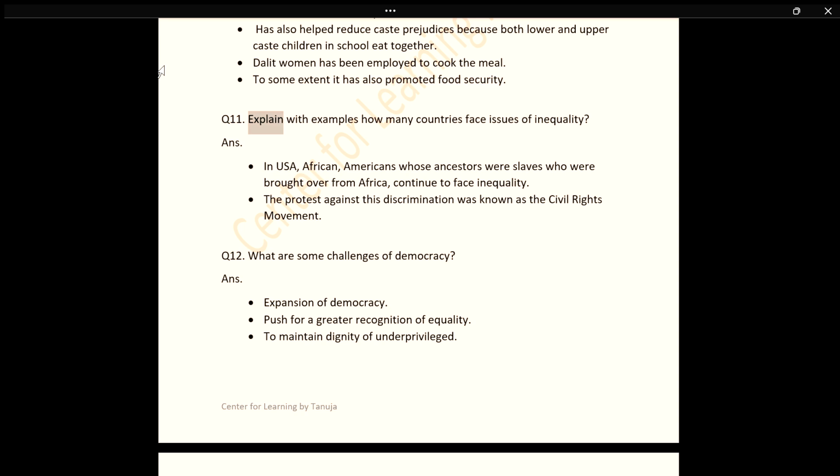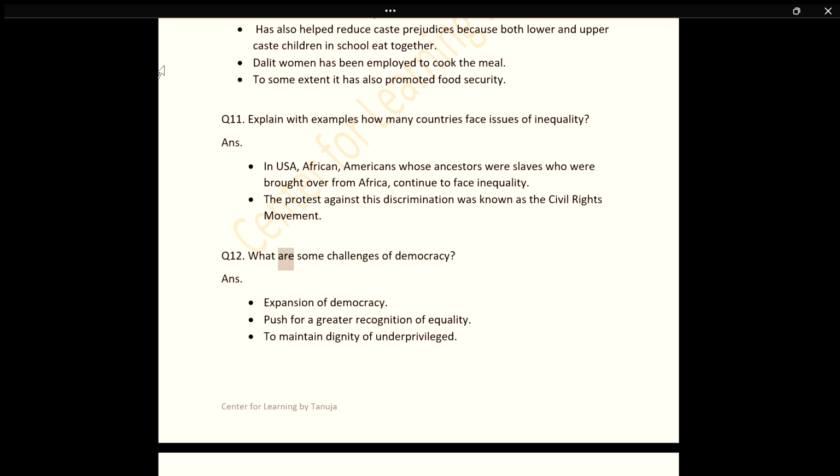Q11. Explain with examples how many countries face issues of inequality. Ans. In the USA, African Americans, whose ancestors were slaves brought over from Africa, continue to face inequality. The protest against this discrimination was known as the Civil Rights Movement.